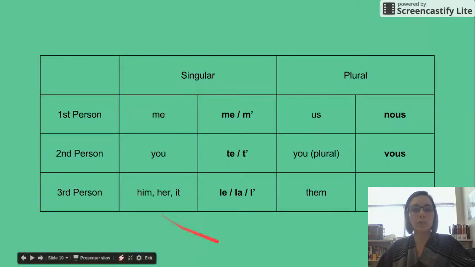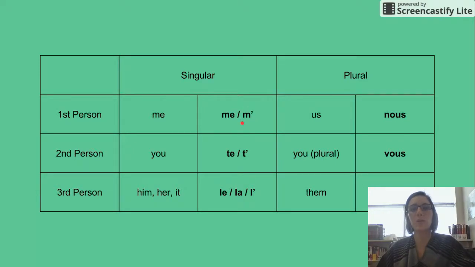Right? Our object pronouns then are broken up into first, second, and third person, and then singular and plural. So if you want to say me, we have me, and we use m' if our verb starts with a vowel. If you want to say you, tu, or t' if your verb starts with a vowel. If we want to say either him, her, or it, this depends on the gender of the object that you're replacing. So if your object is masculine, you use le. If feminine, you use la. And then regardless of the gender, if your verb starts with a vowel, you're going to use l'.